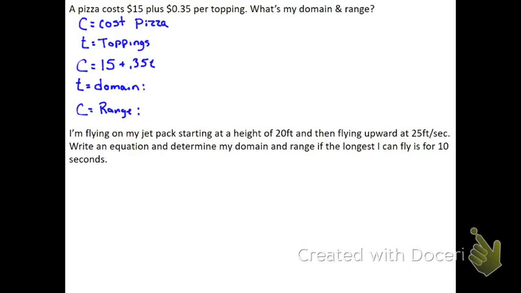So our domain for this problem is if you decide that you're not going to buy a pizza, then it's going to cost you $0. And you could have up to infinity number of toppings. So your domain is 0 to infinity because there is no end to the toppings you could put on the pizza.